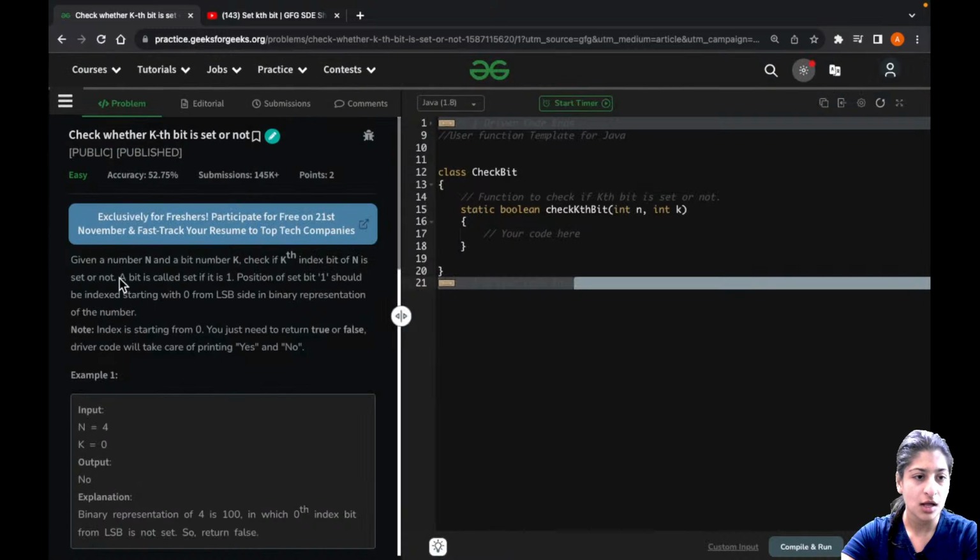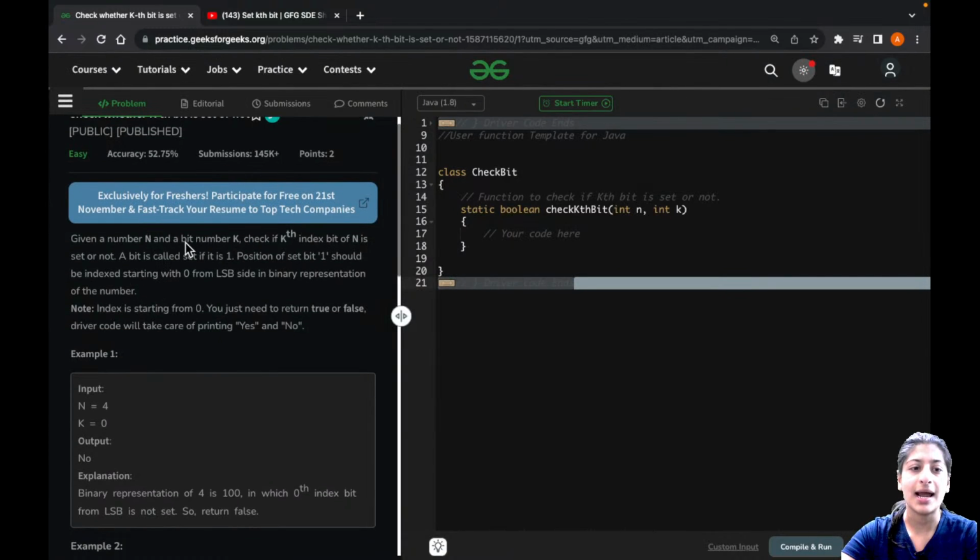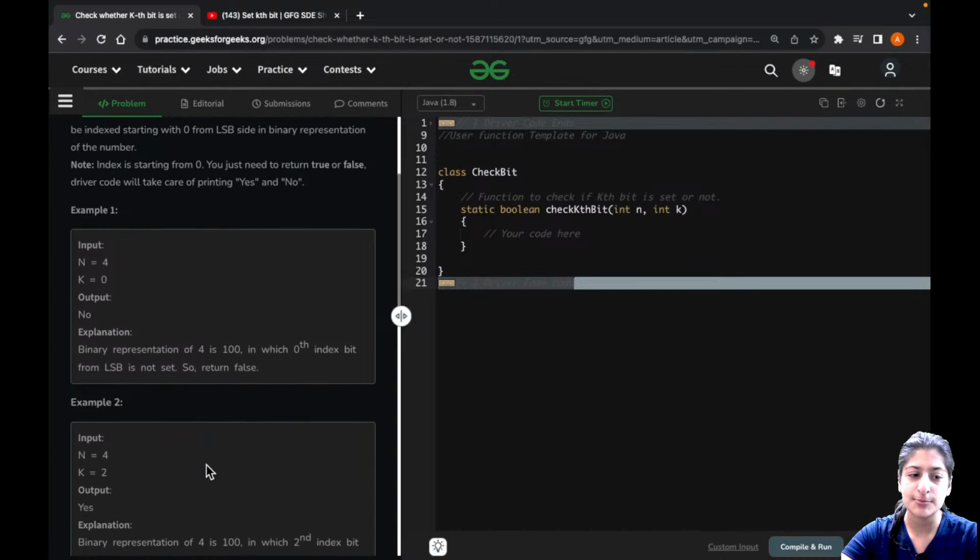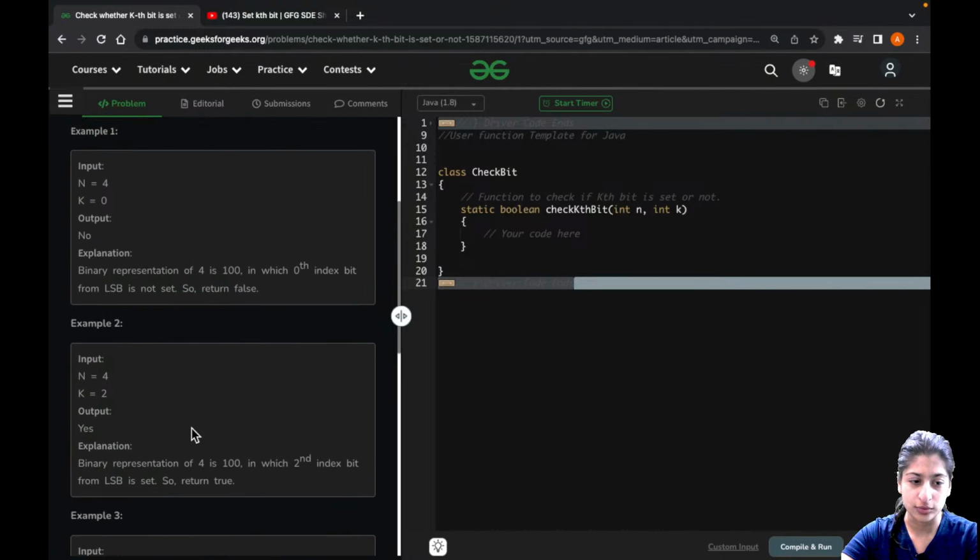Okay. So you are given a number n and a bit number k. Check if the kth index bit of n is set or not. A bit is called set if it is 1. Position of set bit 1 should be index starting from 0. So let's see what this problem is expecting us to do.